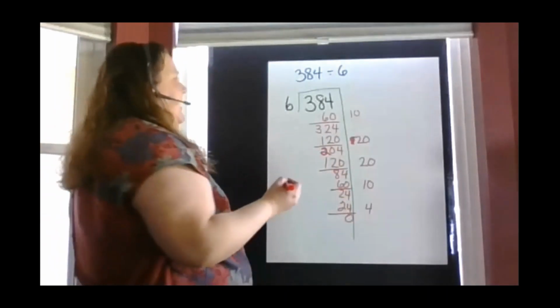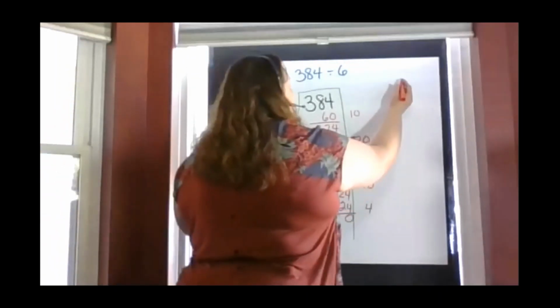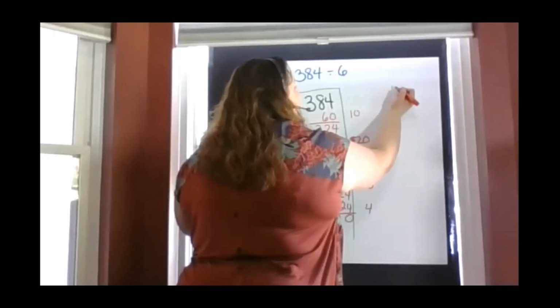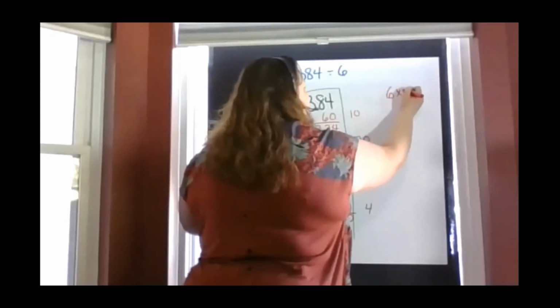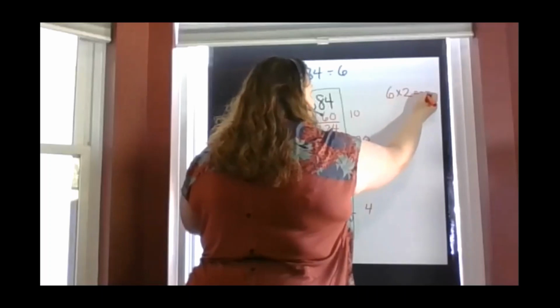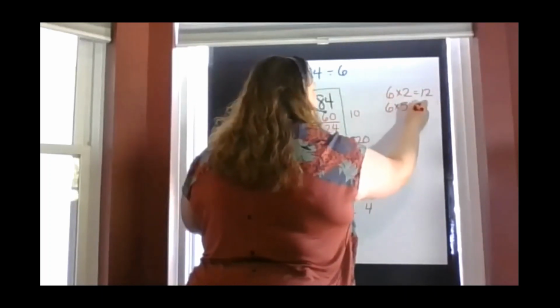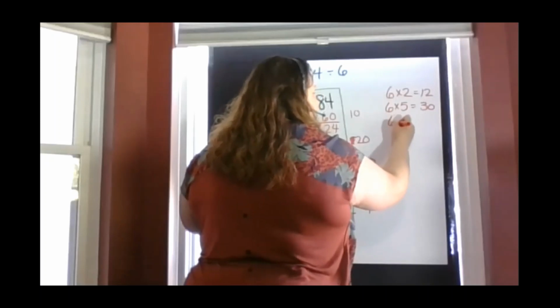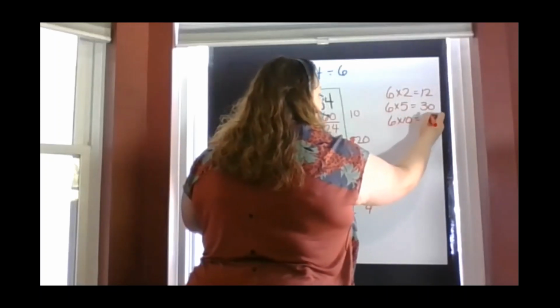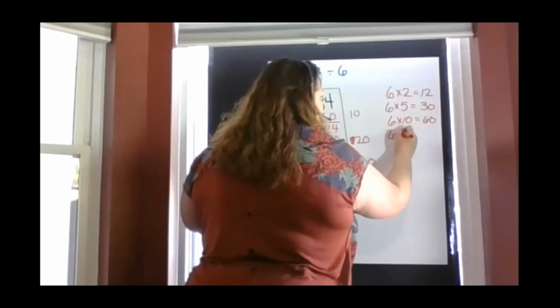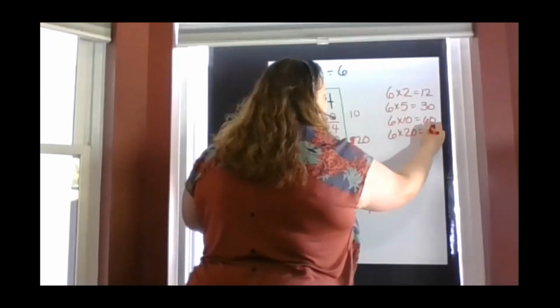You could always have students write out some facts over here to the side. You could have them write 6 times 2 so that they have these. You could say 6 times 5, 6 times 10, 6 times 20.